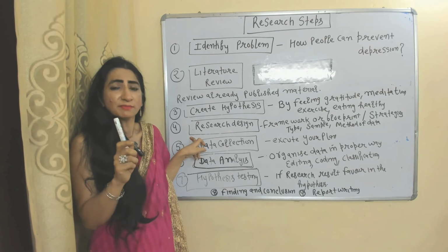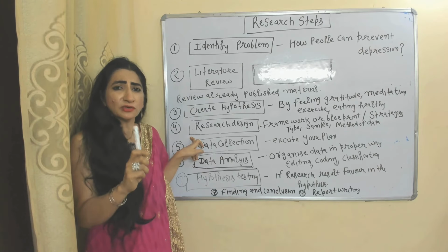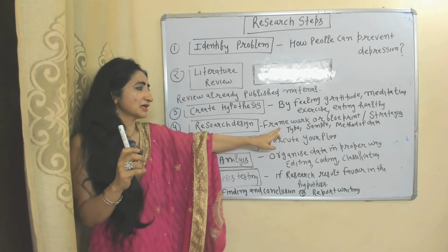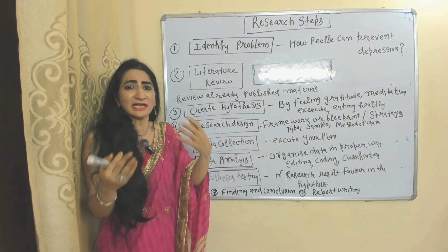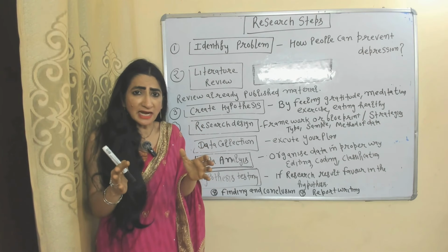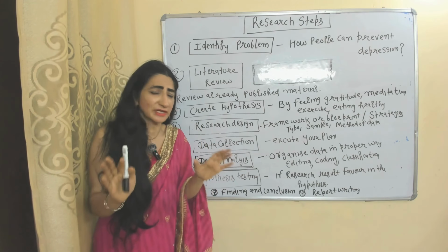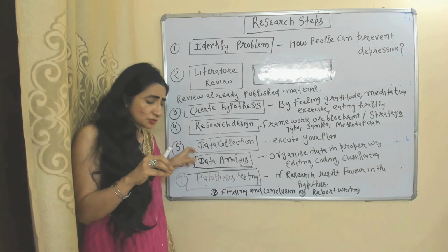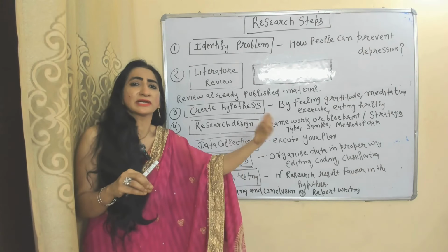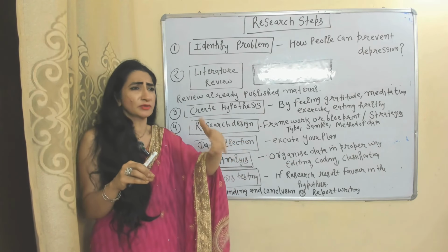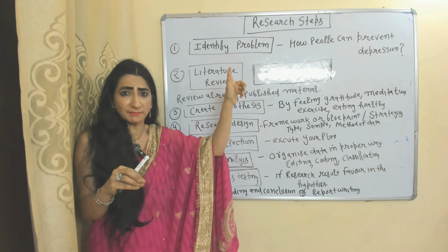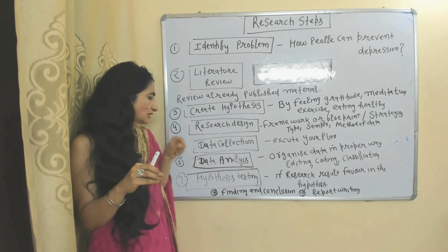Research design is the main framework, blueprint, or you can say the main strategy of your research. For example, here you decide the type of research, sample size, type of sampling or method of data collection. Data collection. Now you execute your plan, meaning you will go into the market and start collecting data. According to your problem, you will collect data from people who are suffering from depression, who suffered in the past, or you can collect data from doctors.